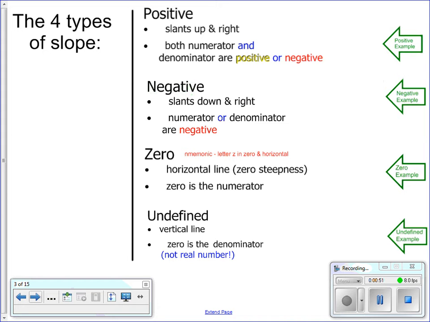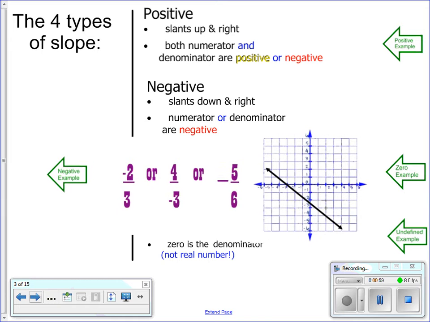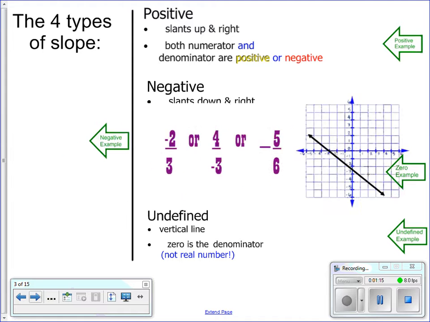We have negative slope, which slants down and to the right, and the numerator or the denominator is negative. So we can see our graph is going down, and our slope is either written with the negative sign in the numerator or in the denominator, or sometimes it's written in front of the number, which means that you can put the negative with the numerator or the denominator, but not both.